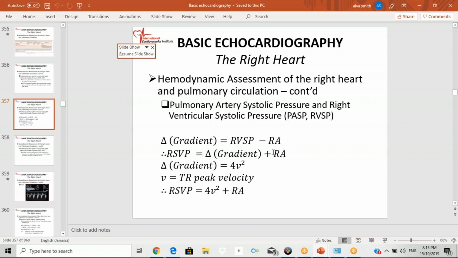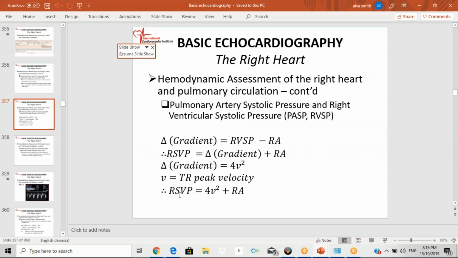So we just went over how to calculate the right atrial pressure, if it's normal, and we went over what makes it normal. If the IVC measurement is less than 2.1 and you have greater than 50% inspiratory collapse, then the right atrial pressure is about 3 millimeters of mercury. The gradient, using the modified Bernoulli equation, is equal to 4v squared. The velocity we're talking about is the TR peak velocity.